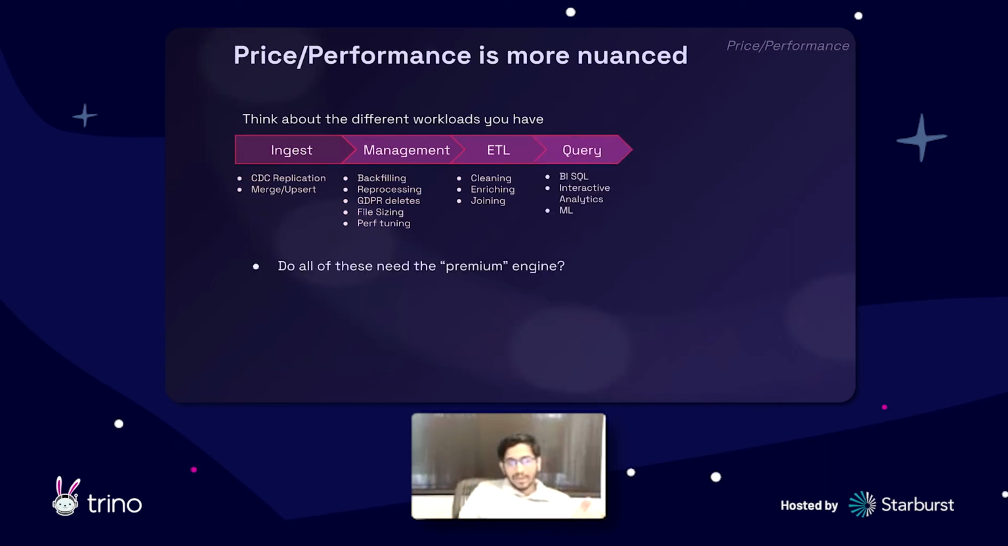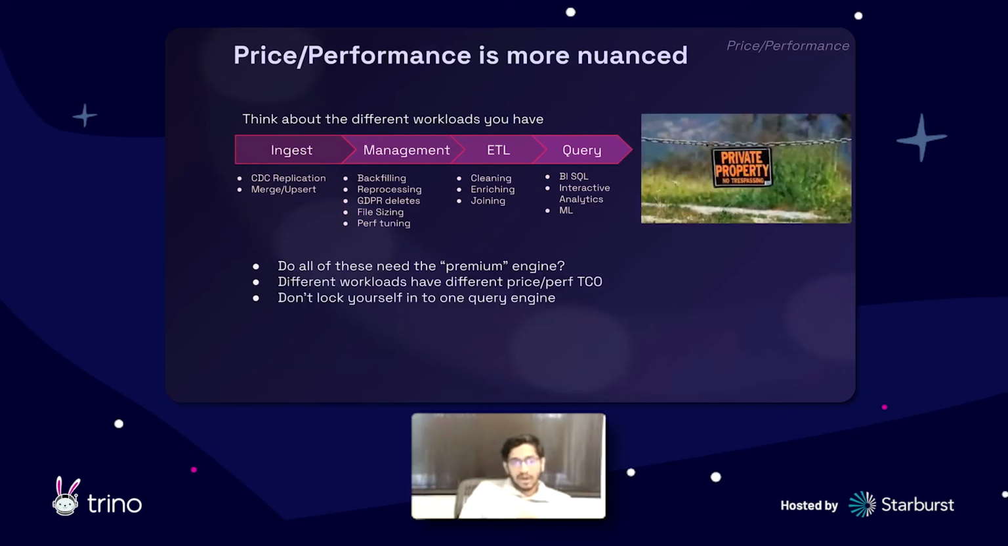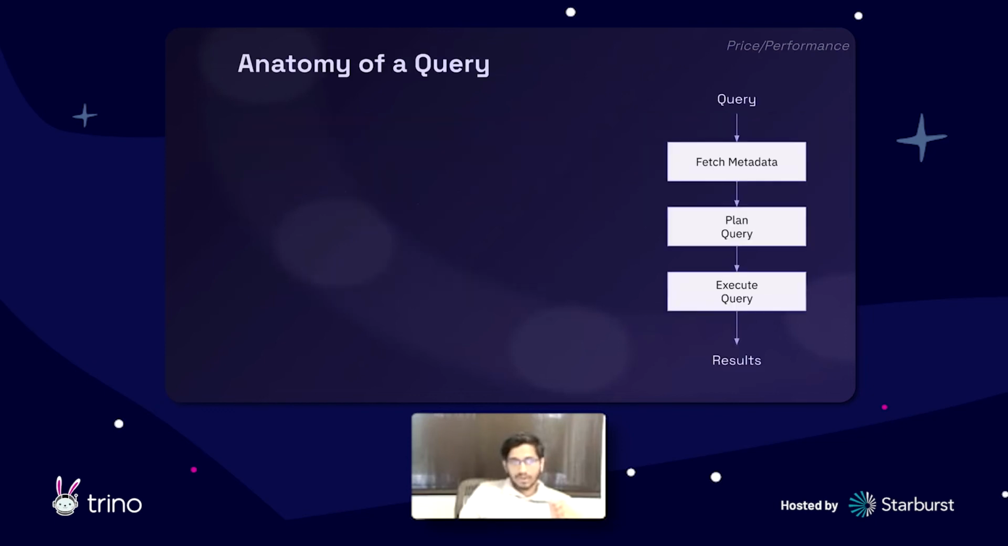So the main thing you need to think about is, does all of this need a premium engine, right? The premium in the engines is typically around SQL optimizers and caching and that sort of thing, right? And a lot of these things don't need that. So different workloads have different price performance. And something generally for you to think about is, is one engine the right choice for everything?